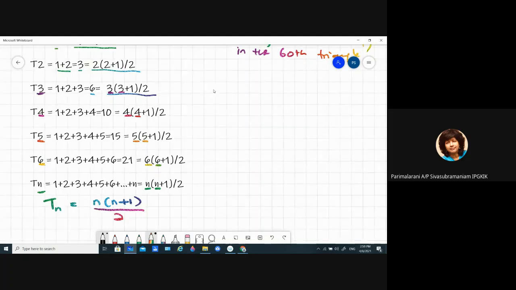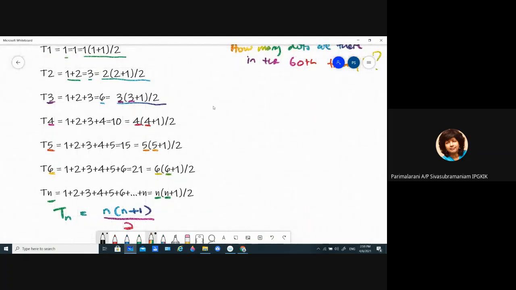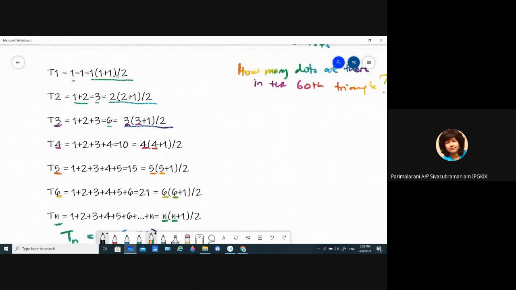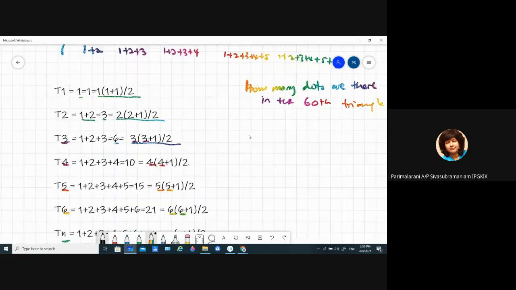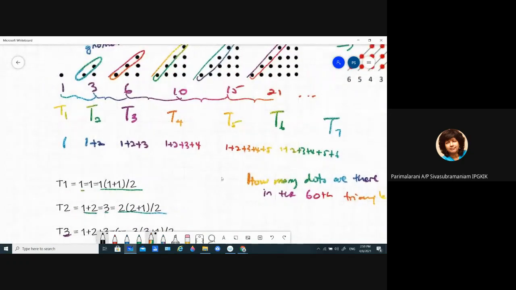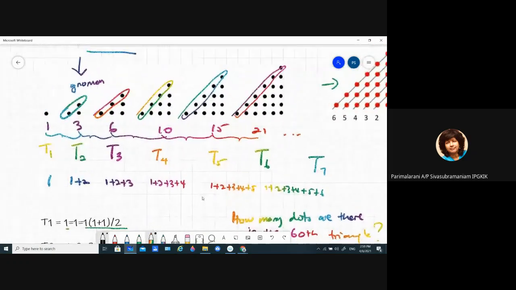Some people can derive this formula directly from this. They can look at the numbers and write down the way of writing it, like 6, you can write it as 3 times (3 plus 1) over 2. Some of us cannot see this very clearly. So then maybe there is another way for us to derive these formulas.